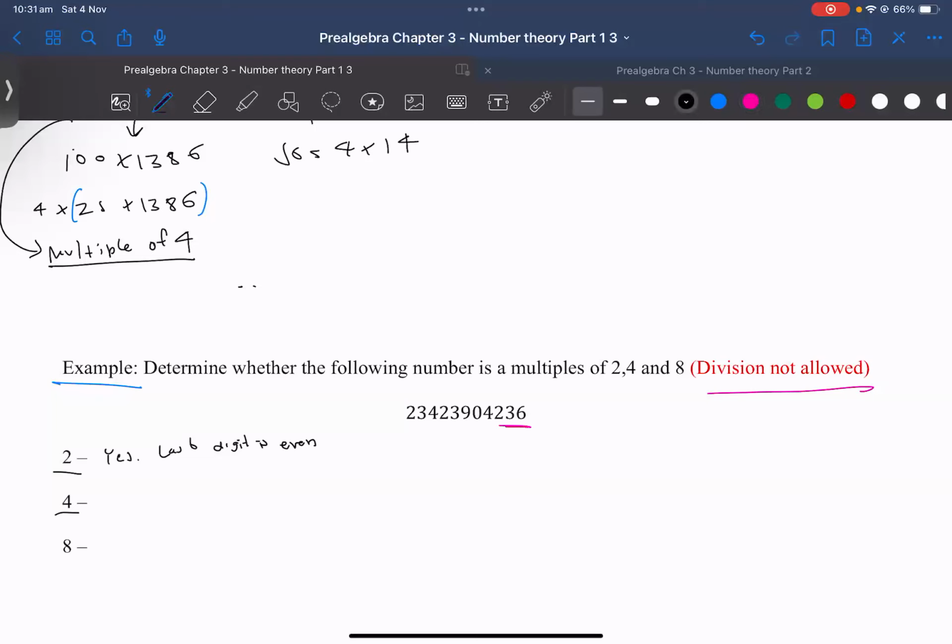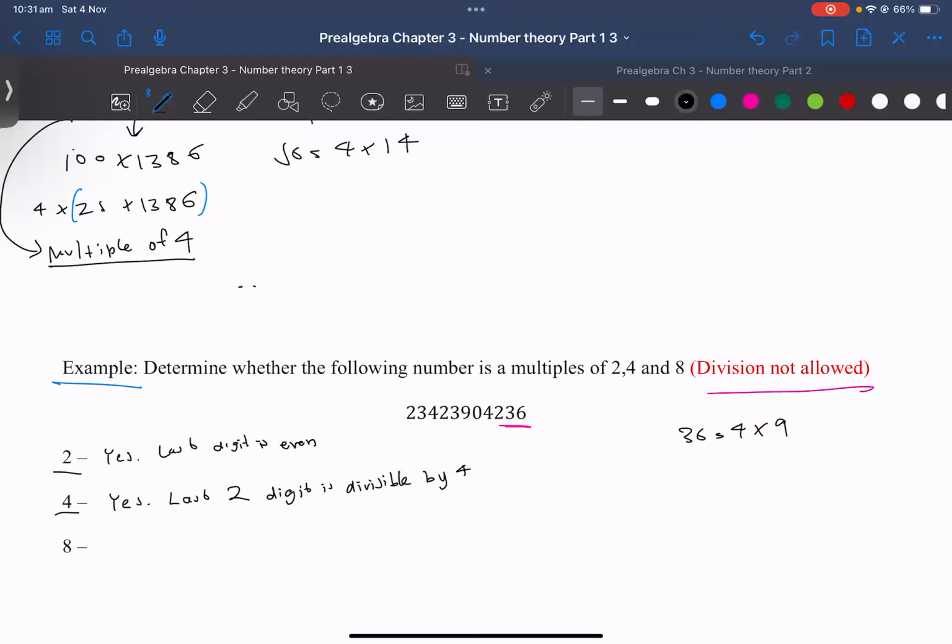Thirty-six is equal to 4 times 9. So yes, it is divisible by 4. And the whole thing is divisible by 4. So yes, the last 2 digits are divisible by 4. Does that make sense?